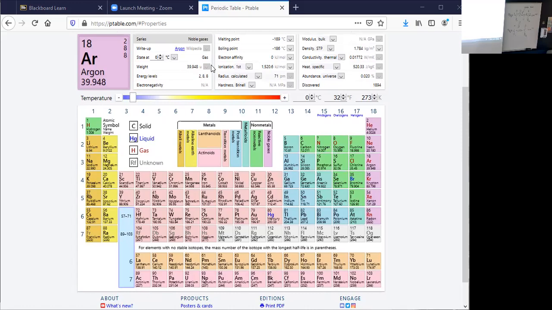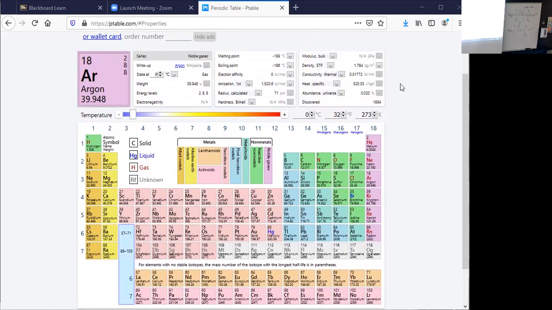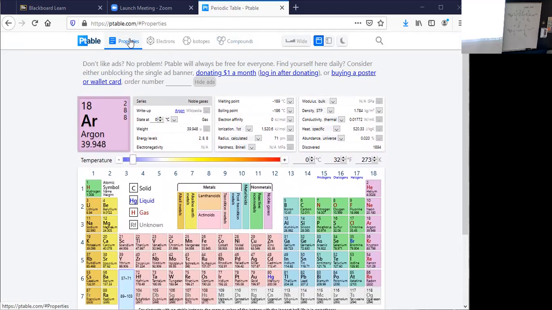Looks like they changed this. How do I get the properties? Oh, here we go. Properties.